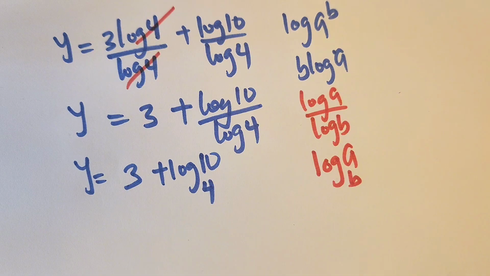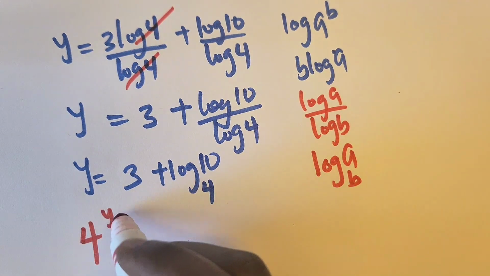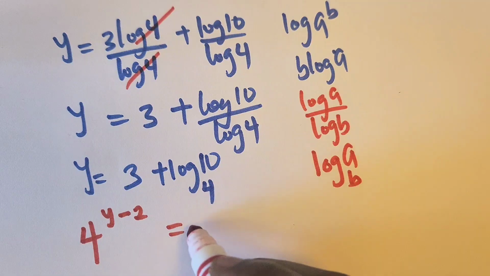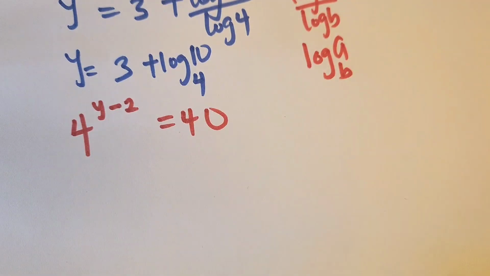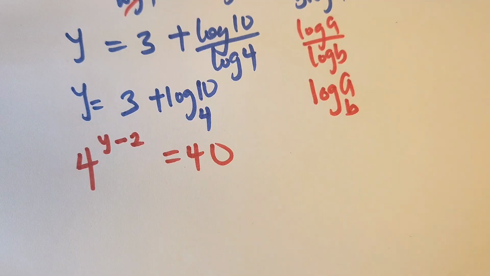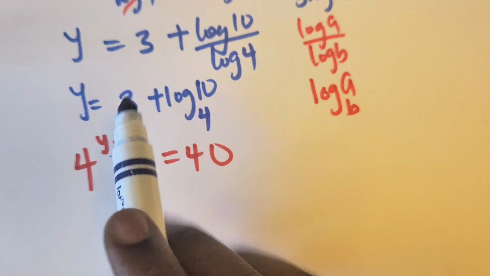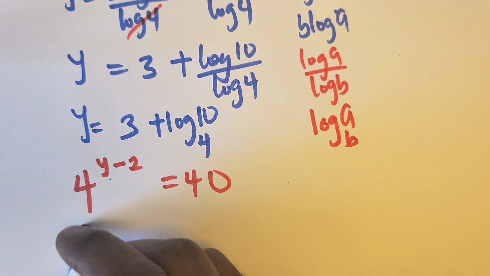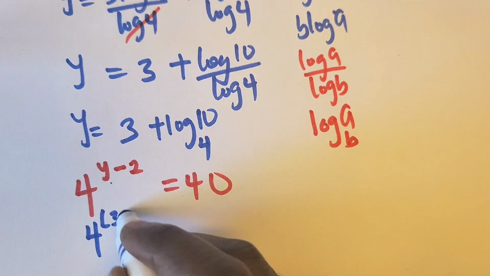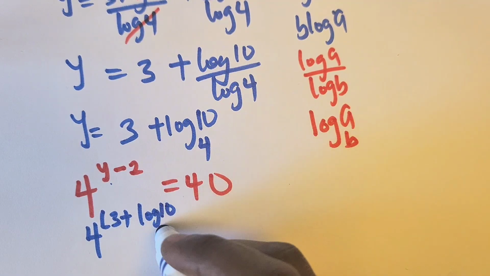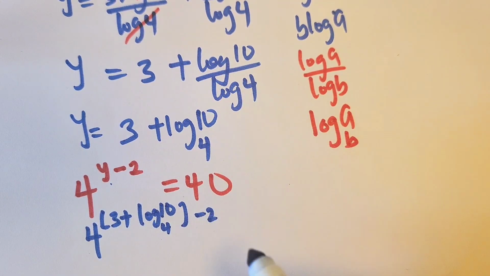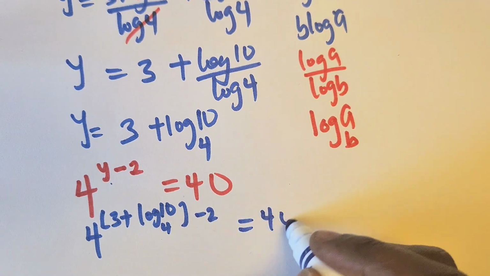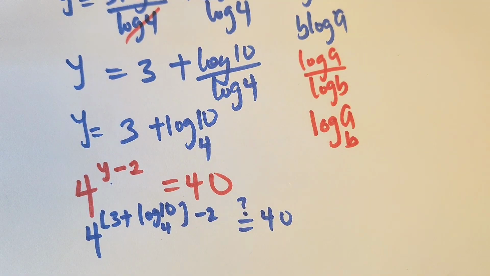But how can we be sure if this is accurate? Now, recall from the problem we have initially that our question is 4 to the power of y minus 2 equals 40. Now, I want to verify if this is actually true. So now I'm going to plug in the value of my y here. What we have here is going to be plugged in here. Now here I'm going to have 4 to the power of, my y is 3 plus log 10 base 4, minus 2. So we want to confirm if this is going to equal 40.